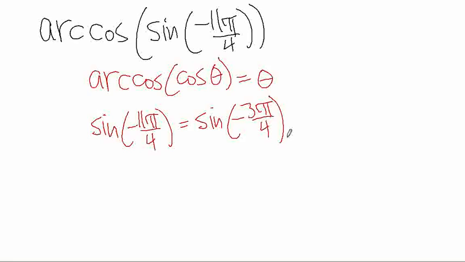Okay, now the sine of minus 3 pi over 4 is minus root 2 over 2, which is the same as minus the sine of pi over 4, because the sine of minus 3 pi over 4 is negative. So let me make sure to add a minus sign here.